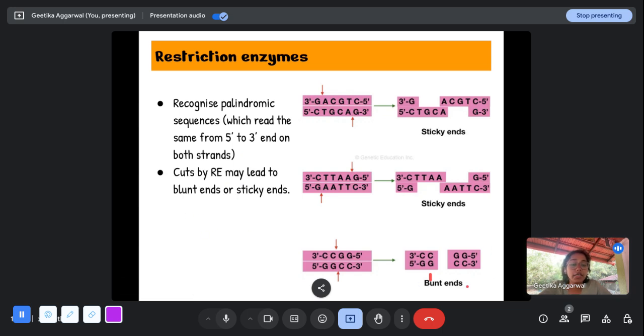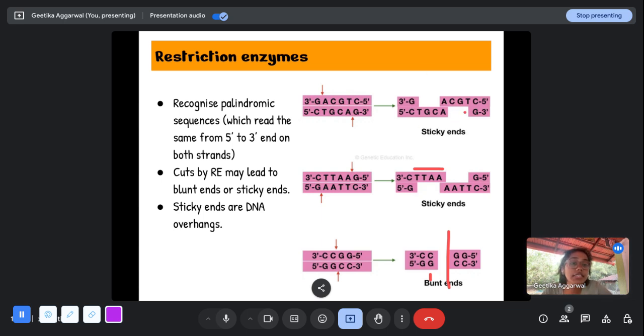The cuts made by the restriction enzymes might lead to blunt ends if there are no DNA overhangs. It's a clean cut, there are no extra nucleotides on any side, so that's a blunt end. Or sticky ends, if there are extra nucleotides hanging from the DNA. Sticky ends are basically these DNA overhangs, the extra nucleotides that are hanging after the cut is made.